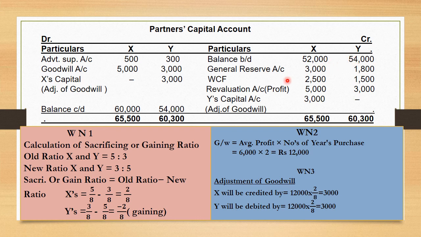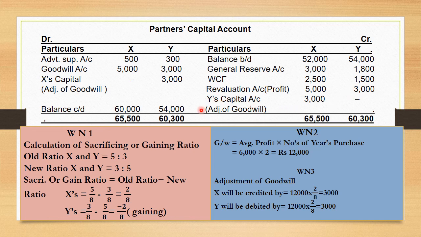After writing those balances, we will start distributing free reserves, and the first free reserve is the general reserve. When we distribute the general reserve of rupees 4,800 in their old ratio of 5:3, X will get 3,000 and Y will get 1,800. Similarly, when we distribute the free workman compensation fund, that is rupees 4,000, which comes after reducing the 6,000 liability from the available reserve of 10,000, and we distribute that 4,000 in their old ratio, X will get 2,500 and Y will get 1,500. Next, the profit from the revaluation account is also posted here, that is rupees 5,000 and 3,000.